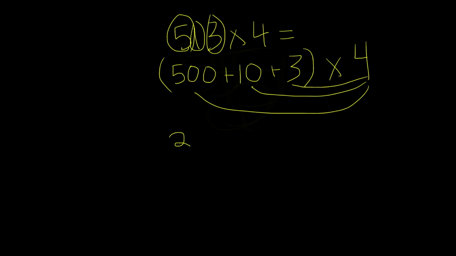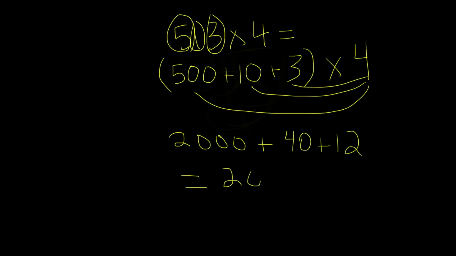500 times 4, that's 2,000, plus 10 times 4, that's 40, plus 3 times 4, that's 12, and this is equal to 2,052. And that's our answer.